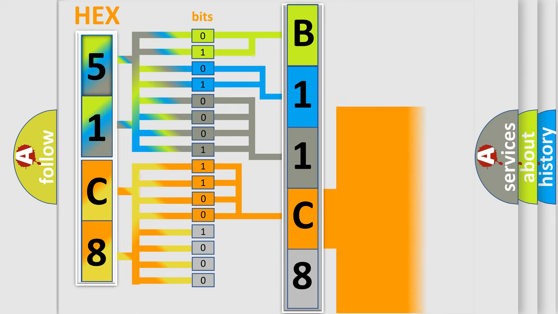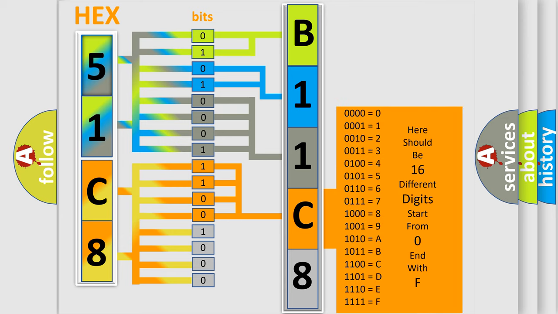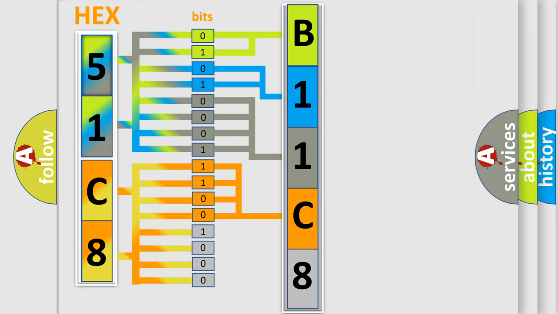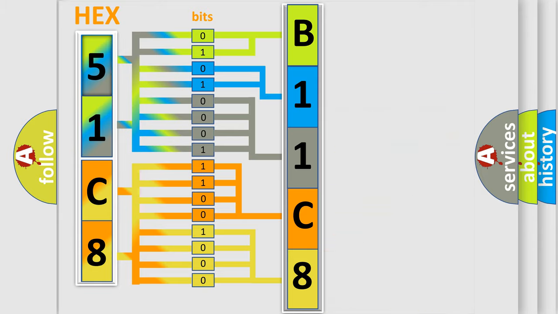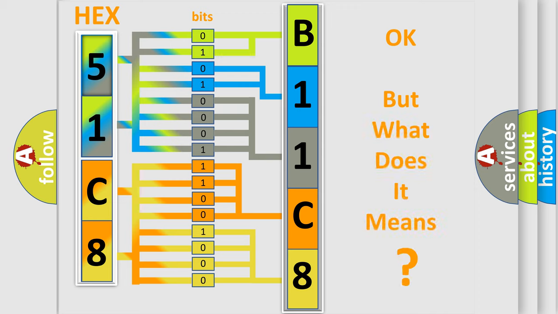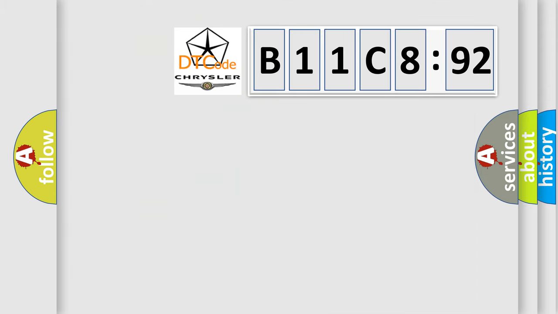The number itself does not make sense to us if we cannot assign information to what it actually expresses. So, what does the Diagnostic Trouble Code B11C8-92 interpret specifically for Chrysler car manufacturers? The basic definition is fuel trim system rich. And now this is a short description of this DTC code.